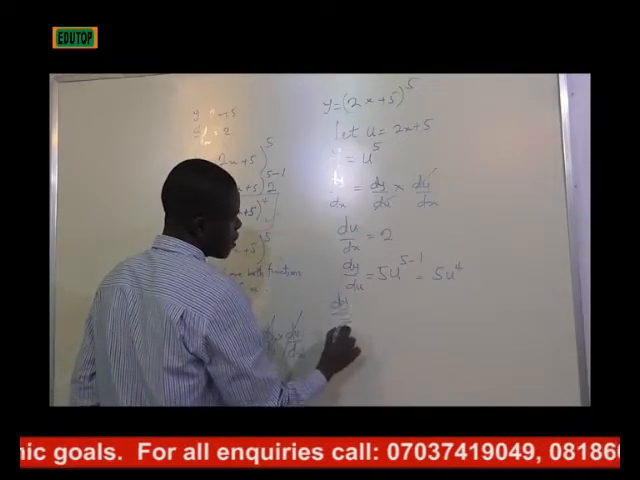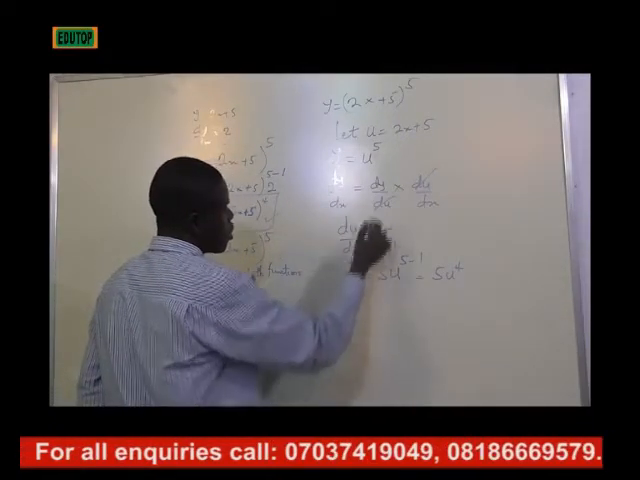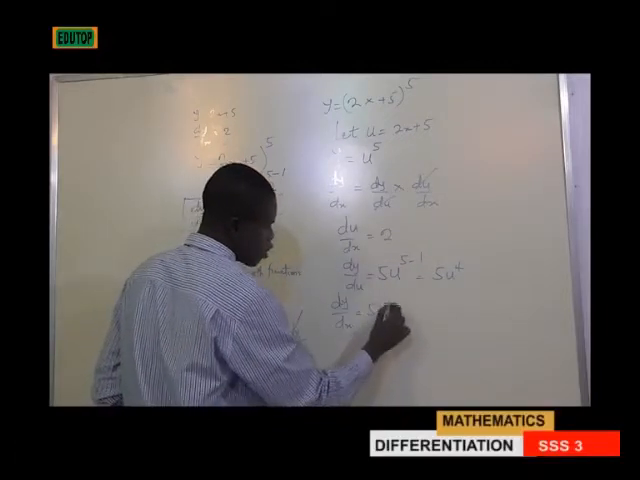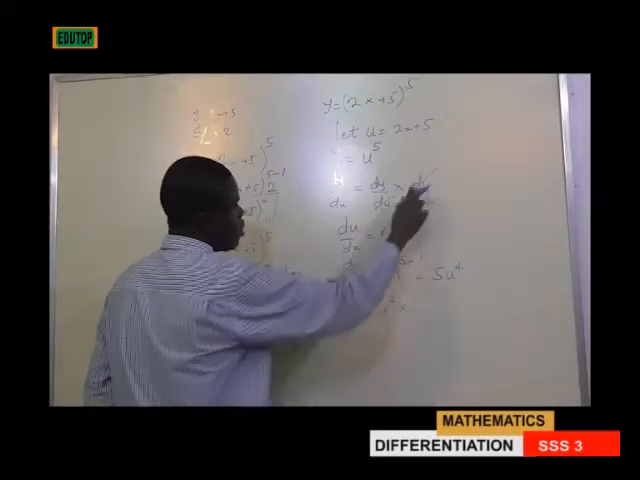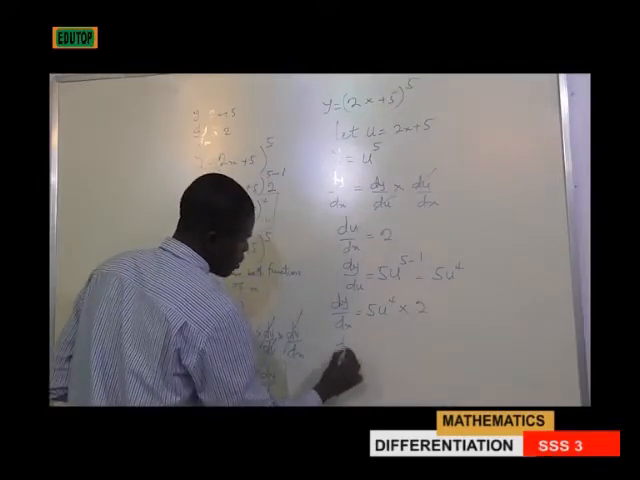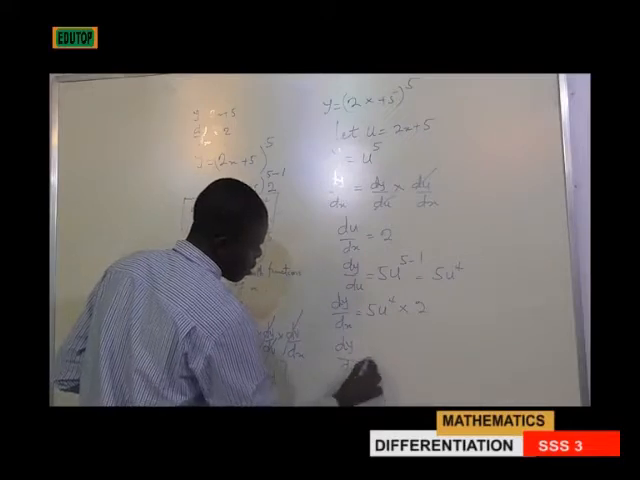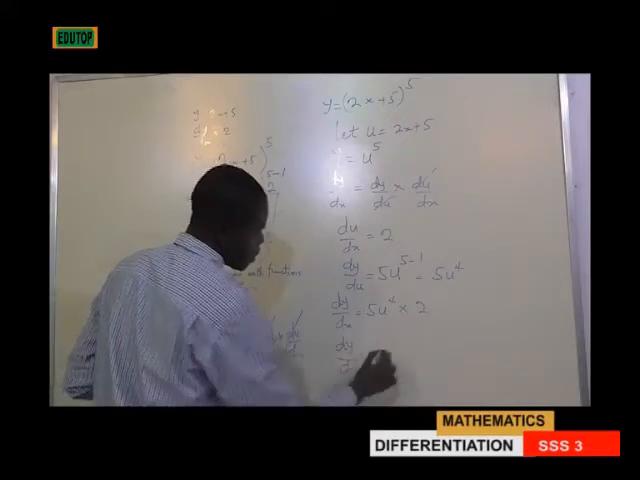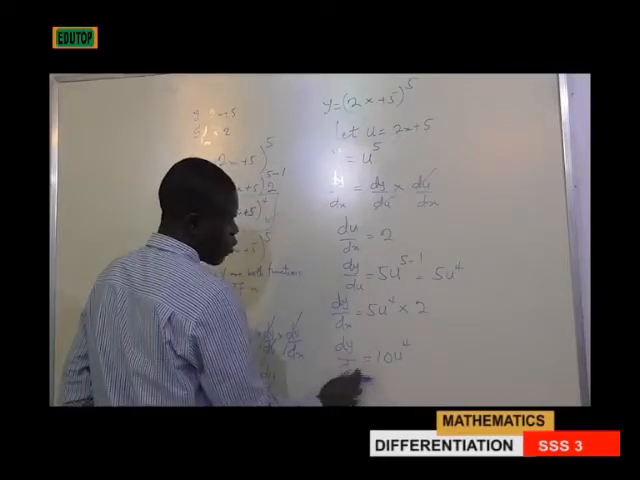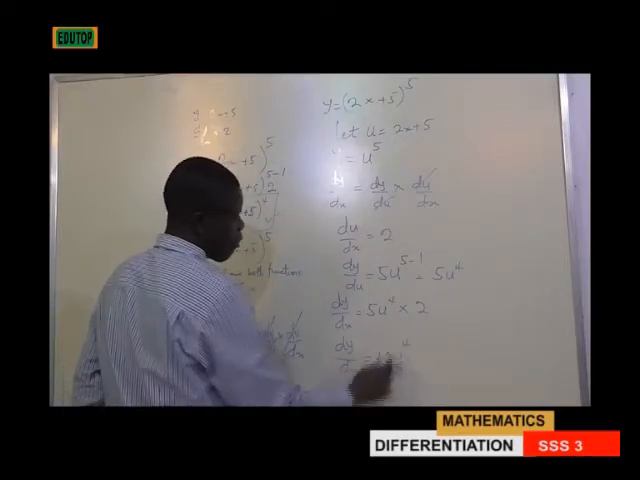So dy/dx is now equal to dy/du. What is our dy/du? That is 5u raised to power 4 times du/dx. What's our du/dx? That is 2. So automatically we have dy/dx equals 2 times 5, 10u raised to power 4.